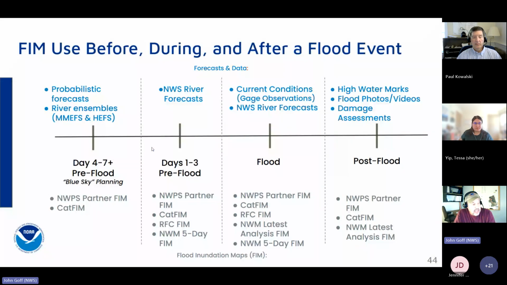When you get into the day 1 to 3 pre-flood, think of this as when we may be under an excessive risk of high rainfall, or as you get into day 1 or 2, we may have a flood watch out.